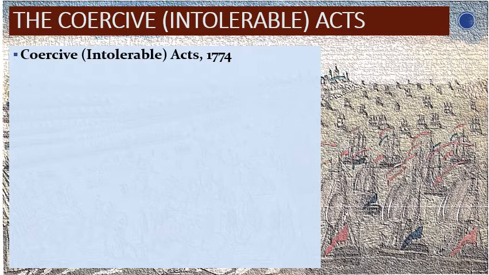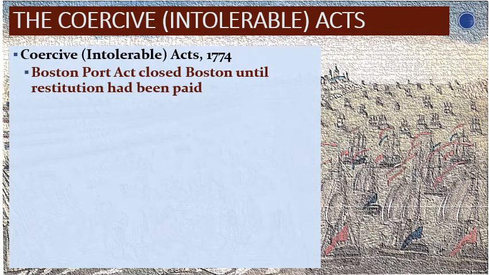So they passed the Coercive, otherwise known as Intolerable Acts in 1774 to punish the Bostonians. Boston will be closed until they pay back all of the expense of the tea they destroyed. So Boston's closed for business. Can't go to Boston.